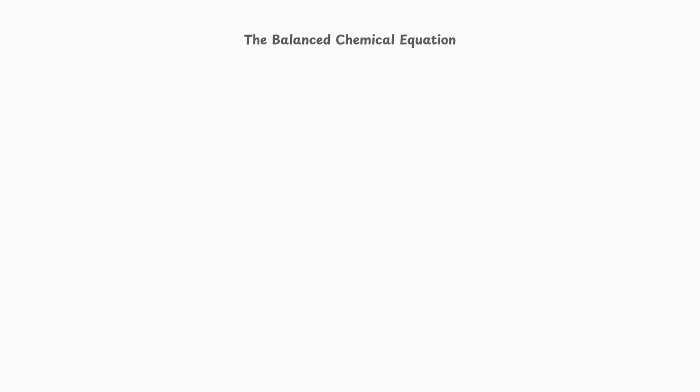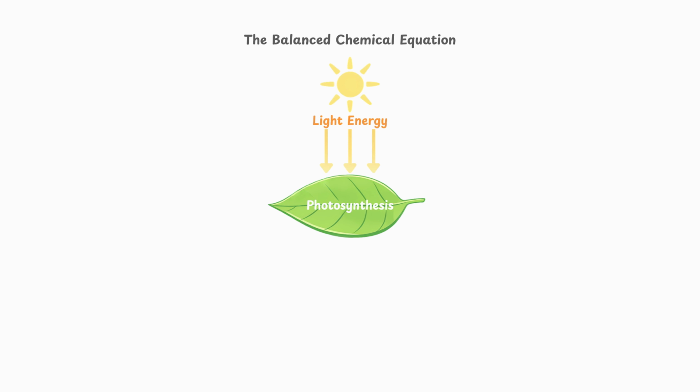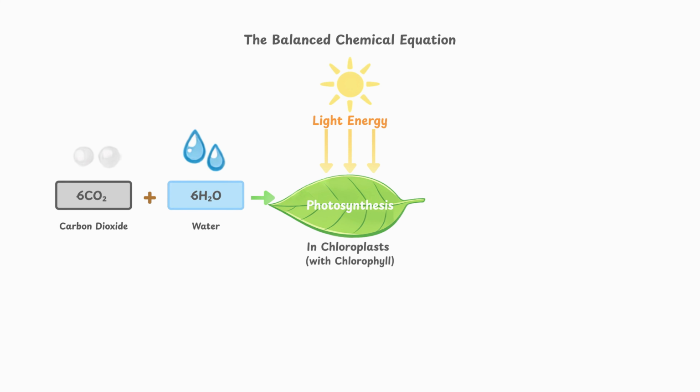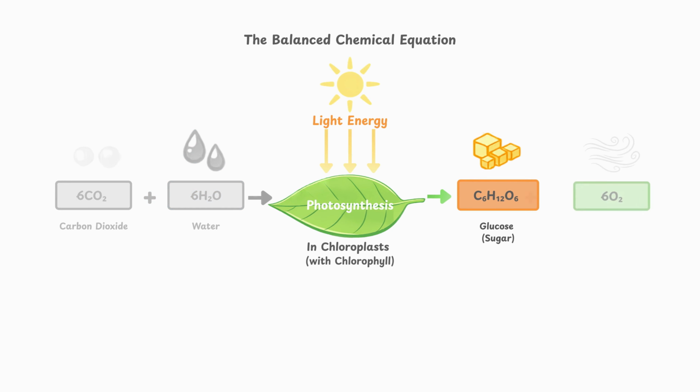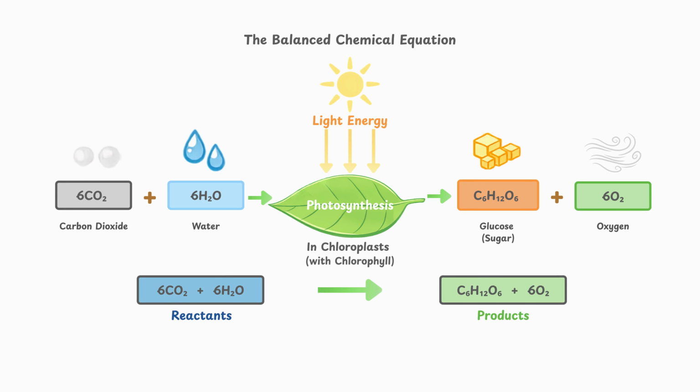The word equation gives us a simple overview of photosynthesis, but scientists often use a balanced chemical equation to show the process more accurately. This equation shows that 6 molecules of carbon dioxide react with 6 molecules of water to produce 1 molecule of glucose and 6 molecules of oxygen. The balanced equation tells us the exact ratio of substances involved and shows that the same number of each type of atom is present on both sides of the reaction.